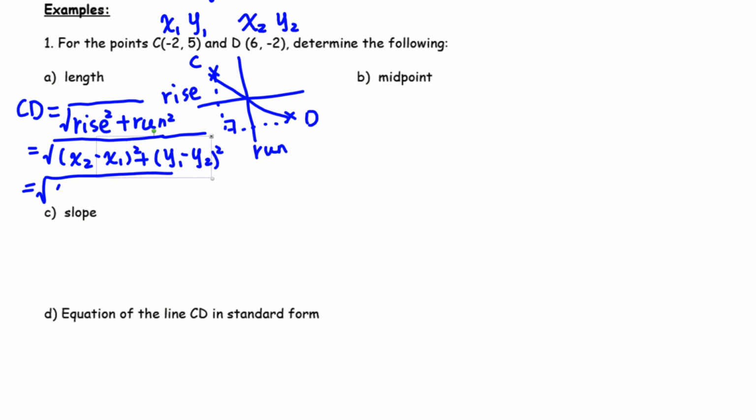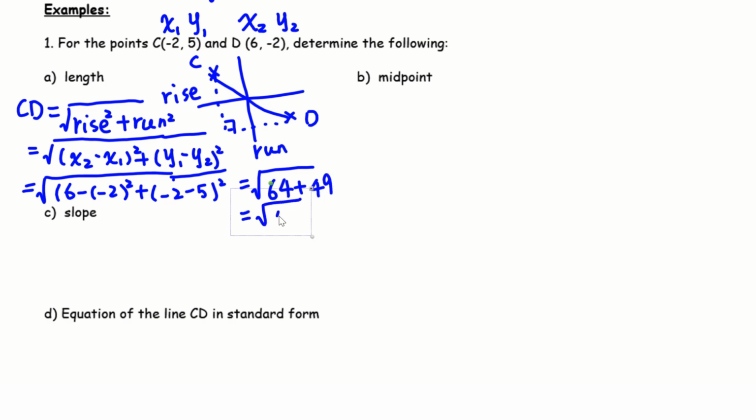So x2 is 6. Take away -2. Then plus -2, take away 5 bracket squared, then square root. So we are going to have 6 minus -2 is plus 2, so 8 squared is 64. And this one is negative 7 squared. Negative 7 times negative 7 gives you positive 49. Then square root 113. So this is the answer for the first one.